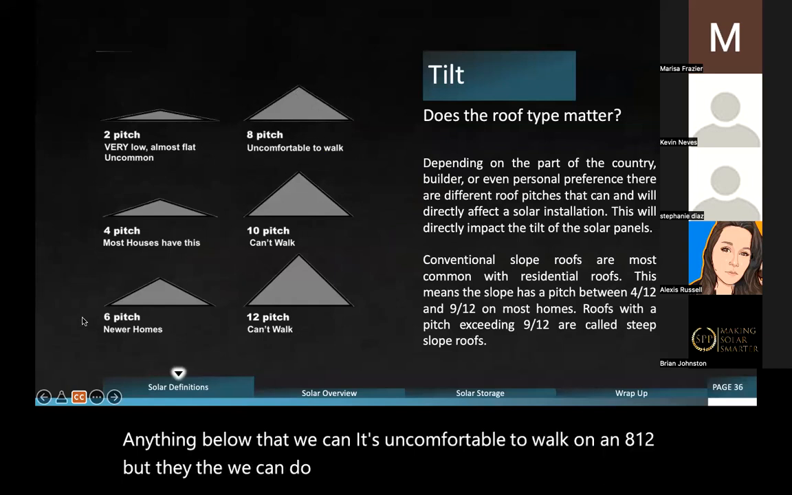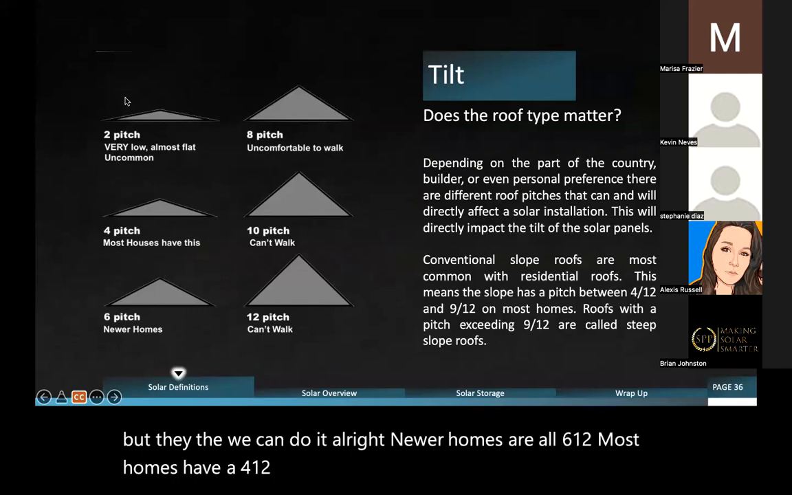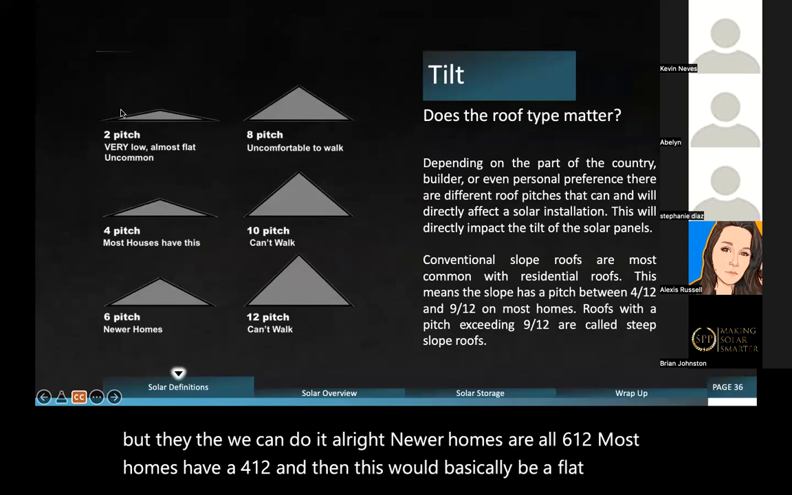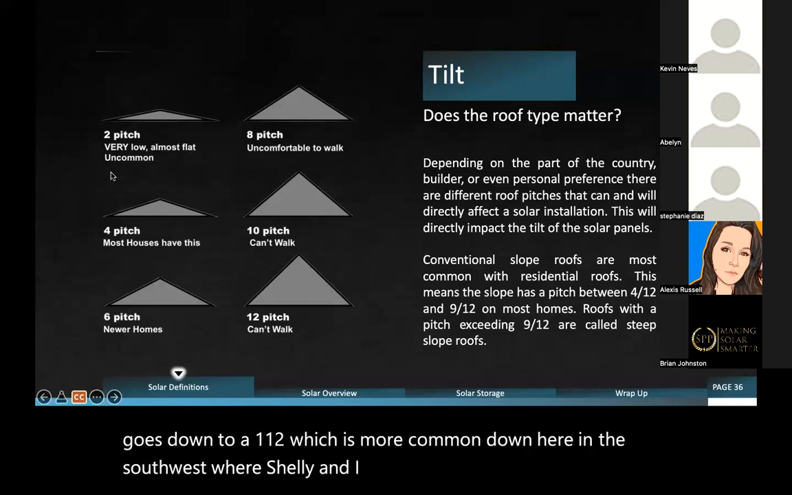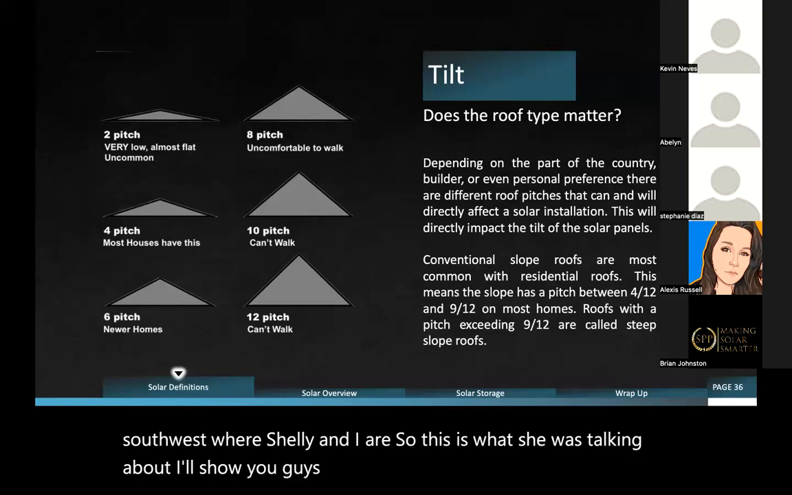All right. Newer homes are all 6/12. Most homes have a 4/12. And then this would basically be a flat roof. It goes down to a 1/12, which is more common down here in the Southwest where Shelly and I are. So this is what she was talking about. I'll show you guys what the retaining wall and parapets look like.